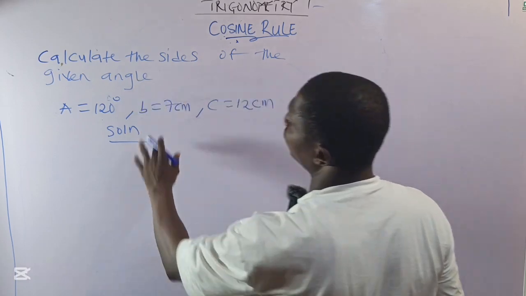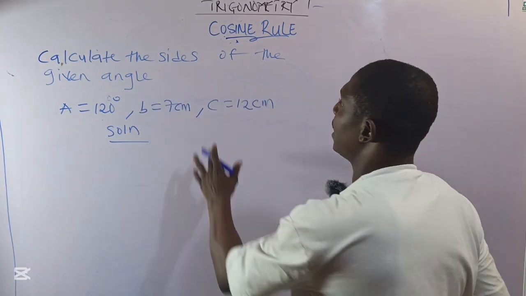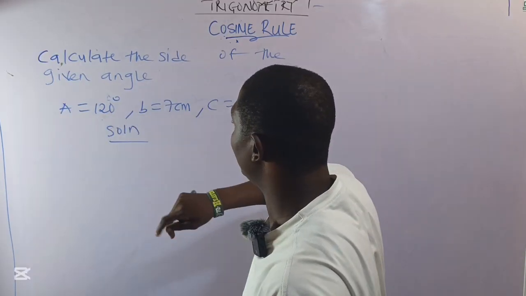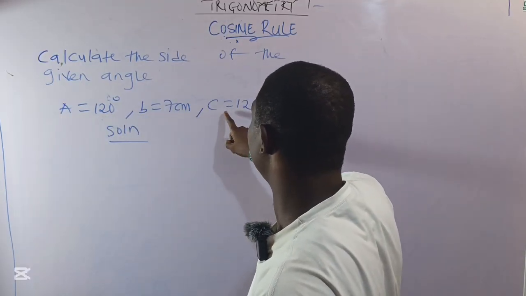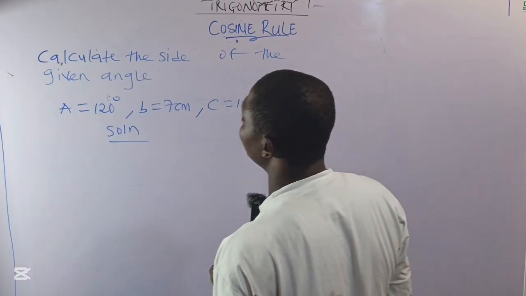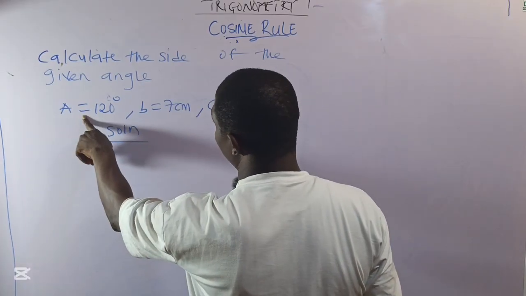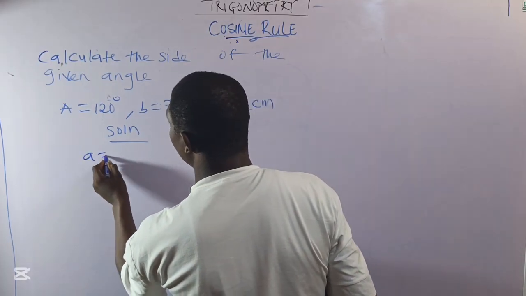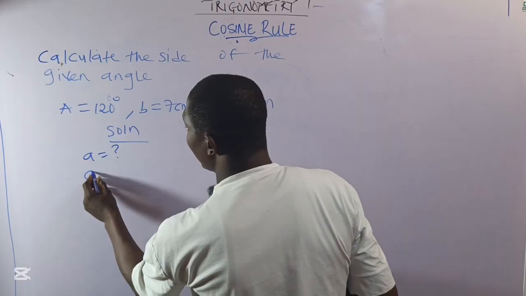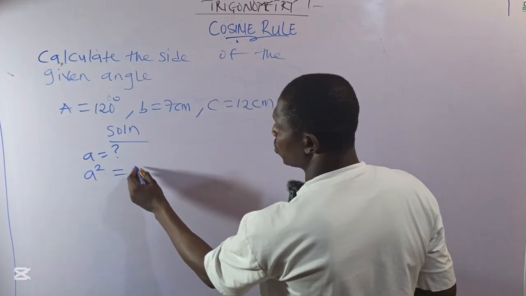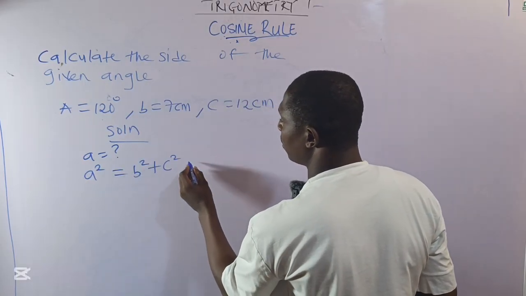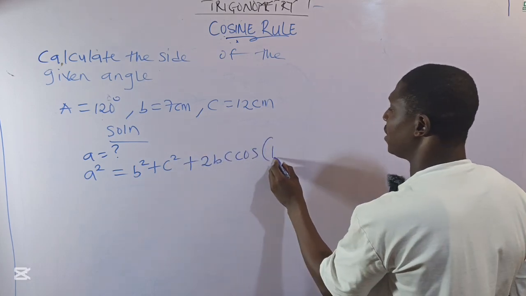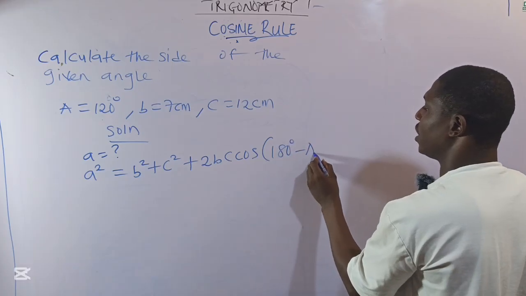So we are given that we should calculate the side of the given angle. So we have A to be 120 degrees, b to be 7 centimeters, and c to be 12 centimeters. So the side of the given angle here must be small letter a. You can see that b and c are small, that have already been given. So we simply have a square to be equals to b square plus c square plus 2bc cos open bracket 180 degrees minus angle A.